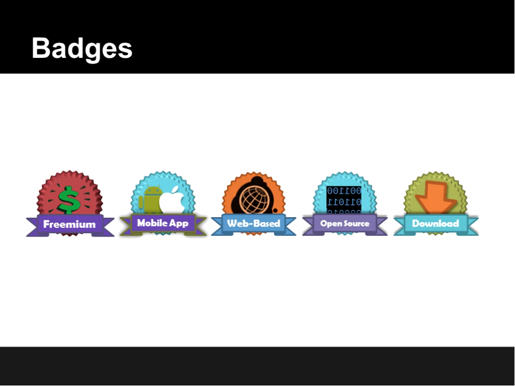Open source software means the source code of the programs is open to the community so that anyone can go and modify and change it. These are generally a lot of developers, a lot of developmental software, but especially in the last few years, a lot of open source software has been consumer grade. Open source software has been getting more robust. And then finally, the download badge is just anything that can be downloaded to your computer, Mac or PC.